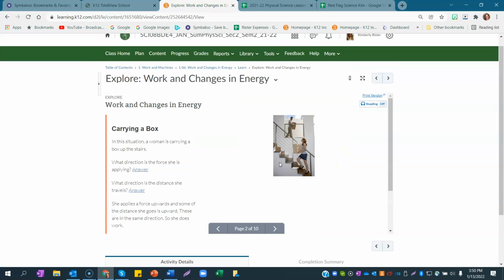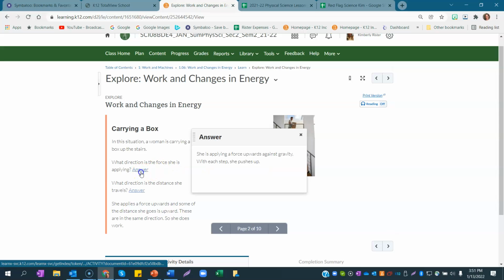All right, so let's talk through some of these. How is height related to work and force? That's the third guiding question that we're looking at. So let's think about that as we're looking at the picture here. In this situation, a woman is carrying a box up the stairs. What direction is the force she is applying?